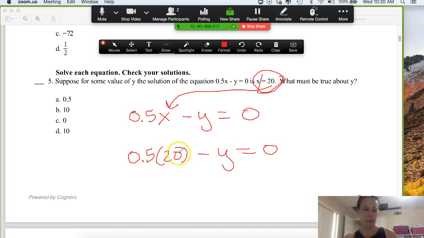So 0.5 times 20, now I could do this on a calculator. I could think 0.5 is a half. So what's half of 20? 10. 10 minus y is 0. Now I'd like to solve for y, meaning I need to get it by itself on one side of the equation. So what could I do here?